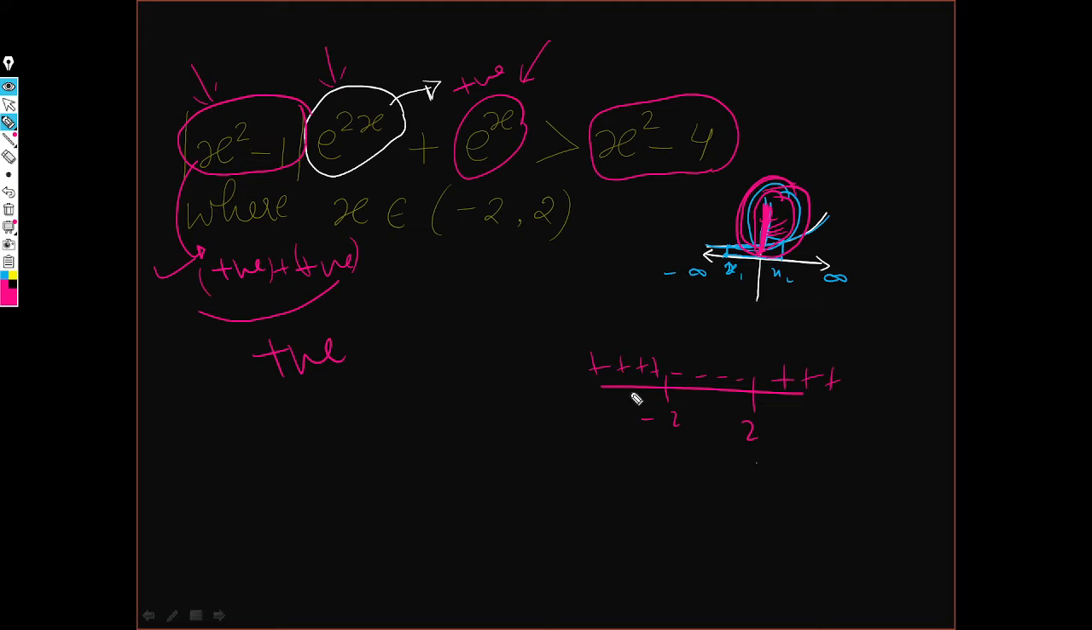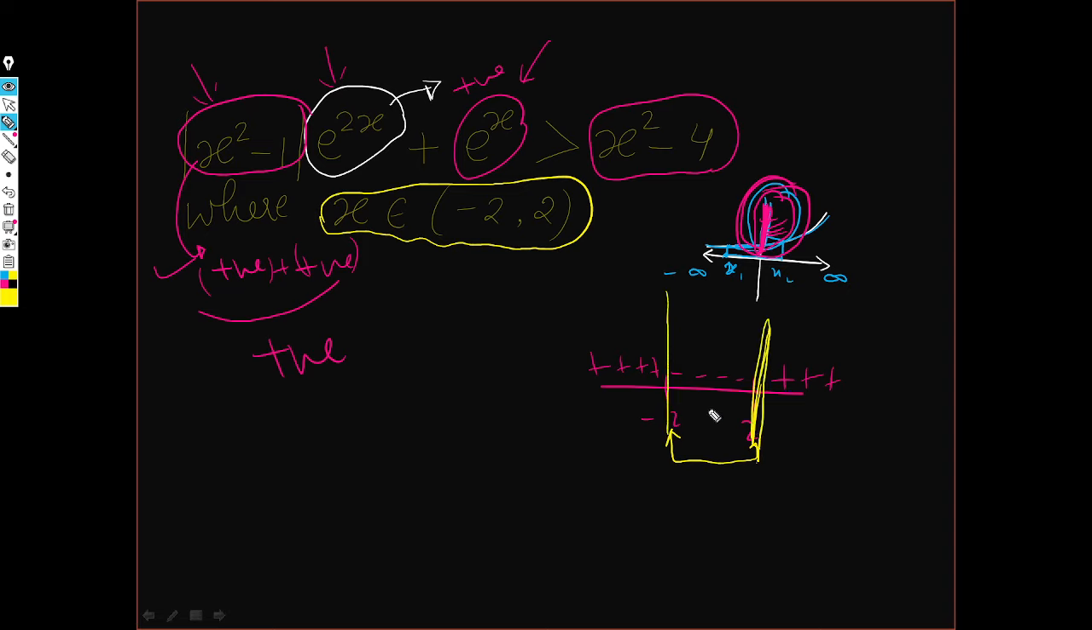All right. Now, as per the question, it has been given that x belongs to only minus 2 to 2. So what do we have to do here? We have to see only minus 2 to 2. We have to consider only minus 2 to 2.